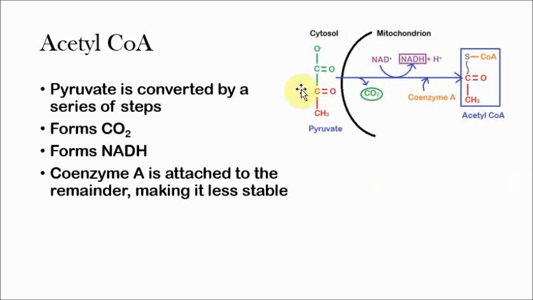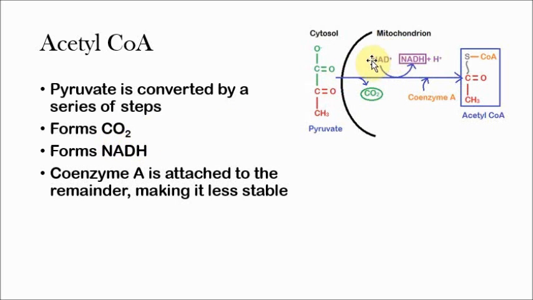Essentially, there's a series of steps that are used to convert pyruvate into acetyl CoA, and those steps are what we're going to be talking about on this slide. The first step is that a carbon dioxide molecule is formed. You can see right here that there's the C and O's in the pyruvate, and they're basically just taken off to form carbon dioxide. Next, an NADH is formed.